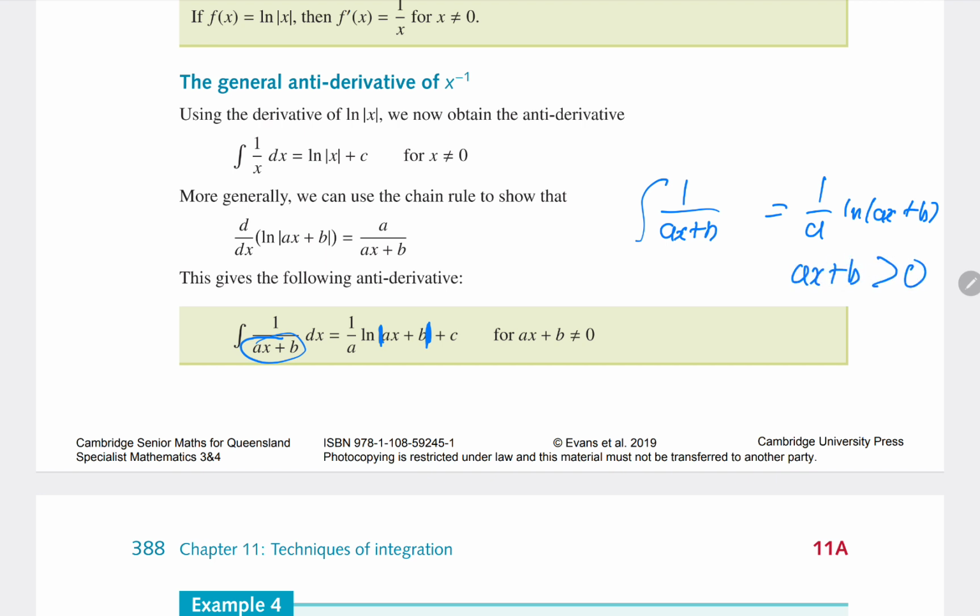In specialist, now that you have learned the special notation, the absolute value is 2 straight lines. So this one doesn't need to be more than 0. It just cannot be 0. But it can be less than 0 now. So that's new stuff. It will be the absolute value, and then the restriction is it just cannot be equal to 0.